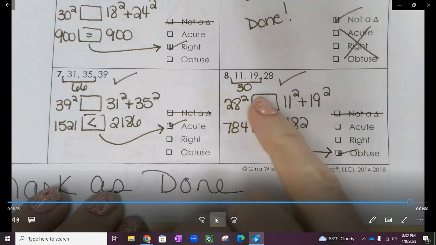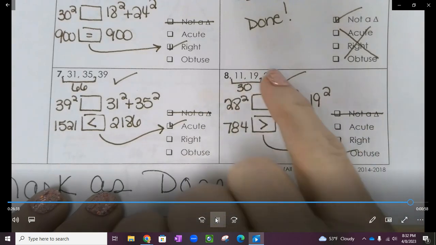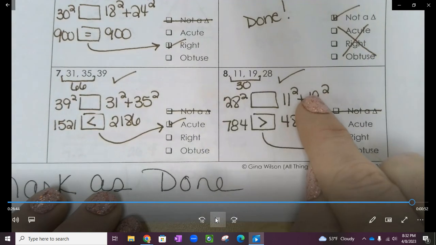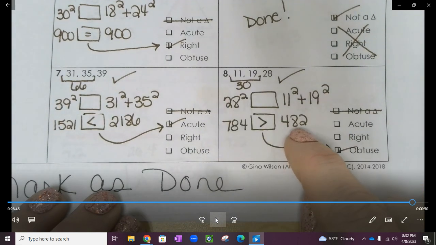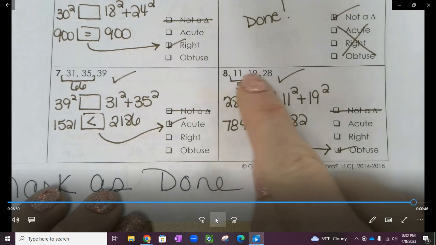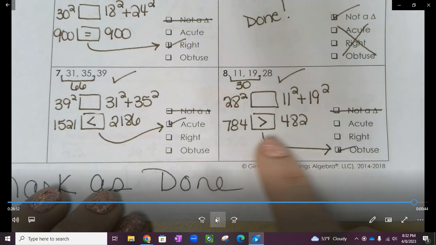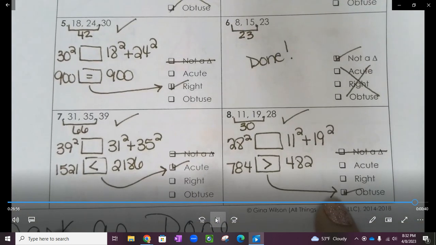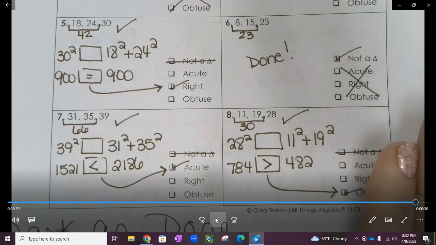And then number 8, the 28 squared. Someone asked me, they ask me every semester, can I just put 30 squared? No, the math doesn't work out like that. So do not put 30 squared. If you put 30 squared, you're not going to get 482. It does not work out like that. Order of operations. So 11 squared, 19 squared, and then this is a greater than. All right, we are done with the notes.